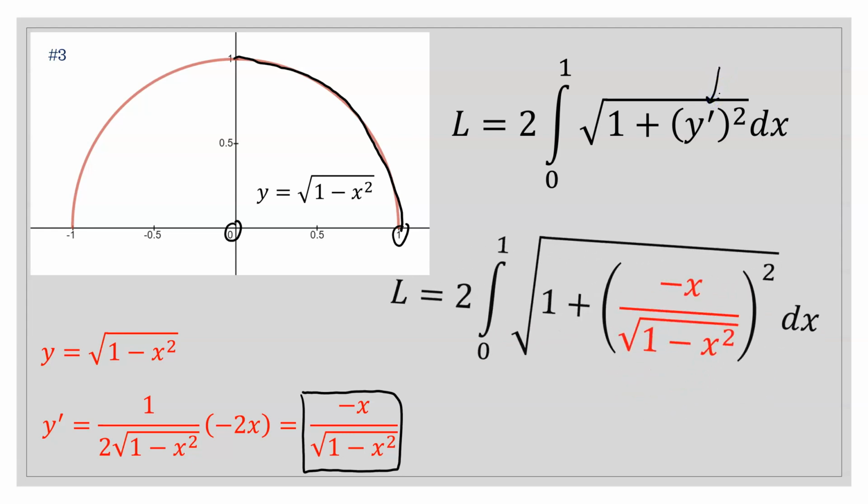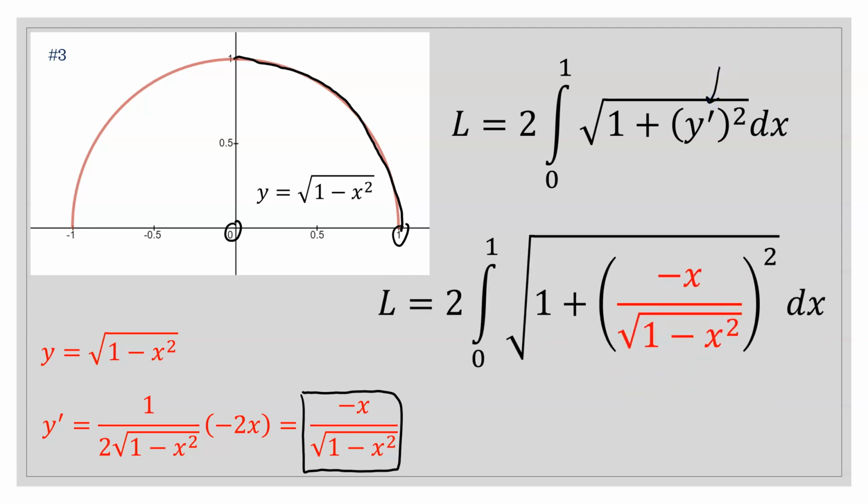So we have the length is 2 multiplied by the integral from 0 to 1 of the square root of 1 plus that derivative that we found, squared dx. Right? Again, how do we integrate such a thing? That is the motivation for the next unit. Next unit, we'll learn how to integrate these complicated integrals.